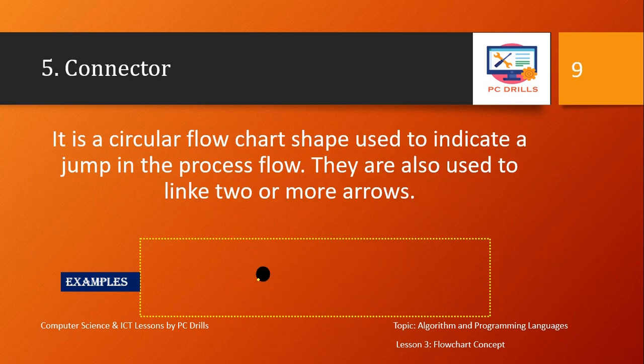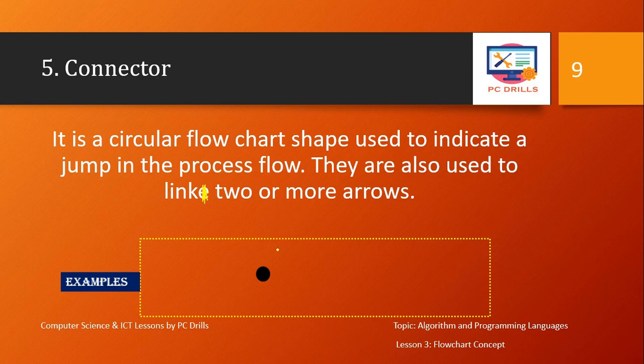Next, we have the connector. It is a circular flowchart shape used to indicate a jump in the process flow. They are also used to link two or more arrows.